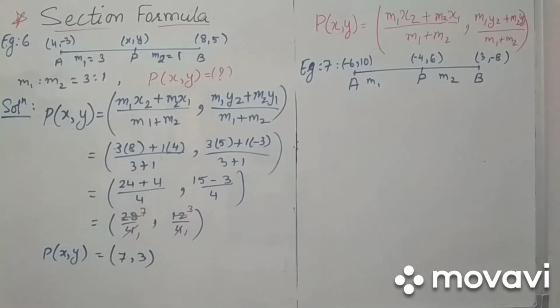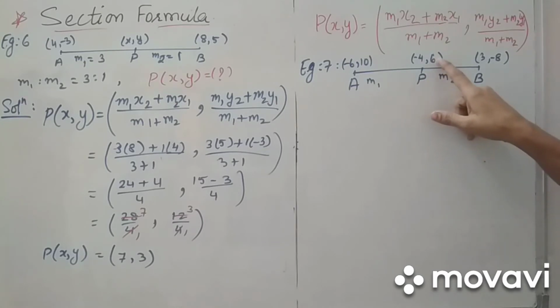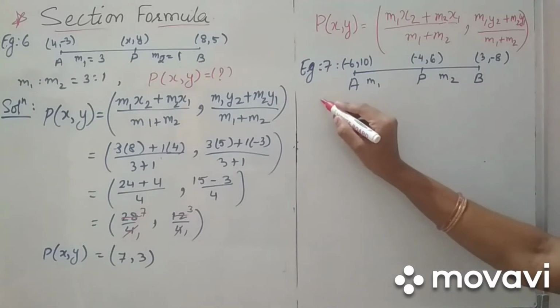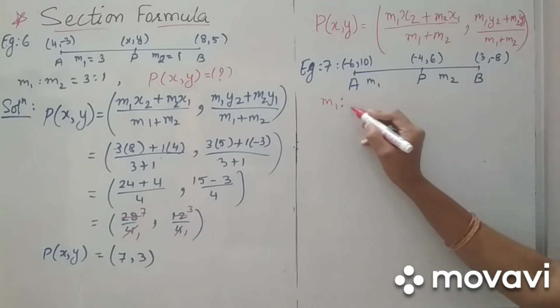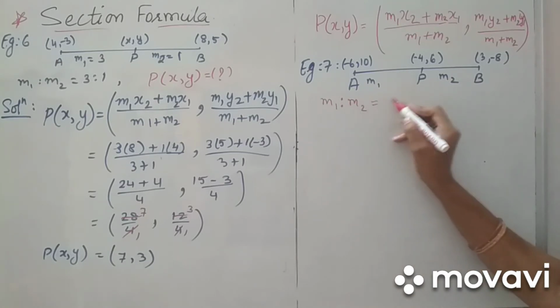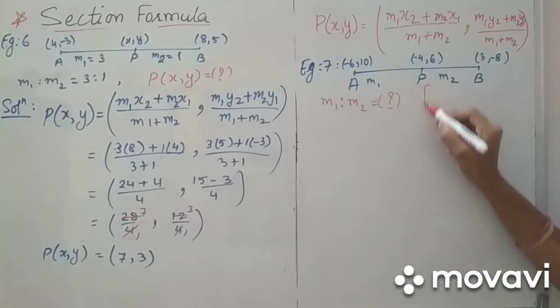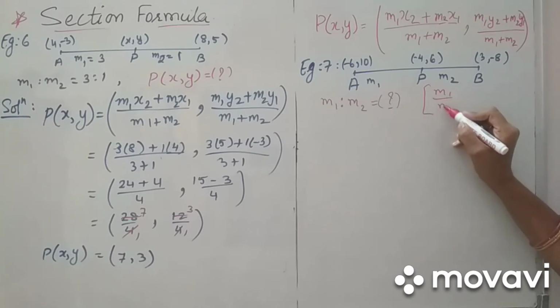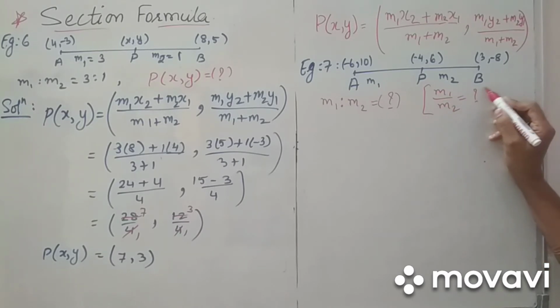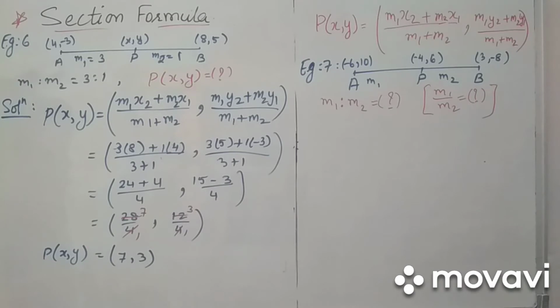In the next question, what is given to us? Coordinates of A and B are given to us, and here you can find some difference: the coordinate of P is also given, minus 4, 6. In that case we had to find the coordinate of P, but here we have to find the ratio as a question mark. This ratio can be presented as m1 upon m2 also, like this.